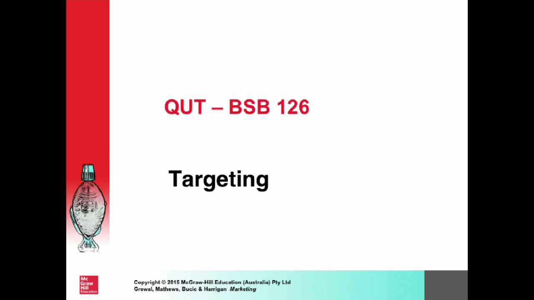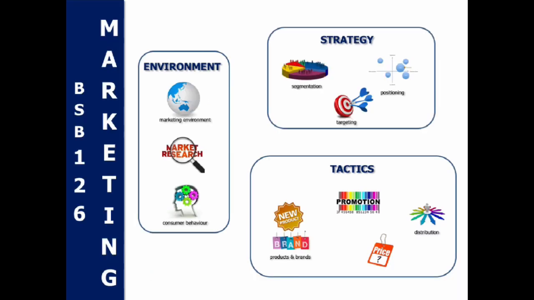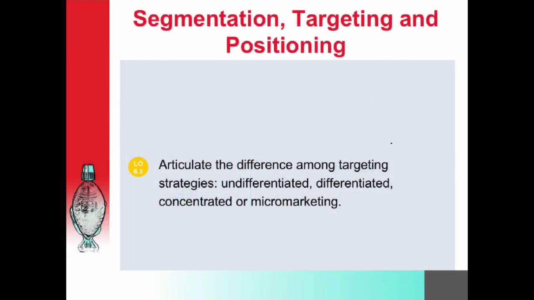The next step in the strategic marketing process is identifying target markets, or targeting. So here we are on our BSB126 unit map, and we're in the strategic area up the top here. We've finished with segmentation, or we haven't finished with segmentation, but we're using segmentation then to identify target markets, and we're still in chapter 6. So here we're going to look at the differences among targeting strategies and what to do when you've decided which segments to target.